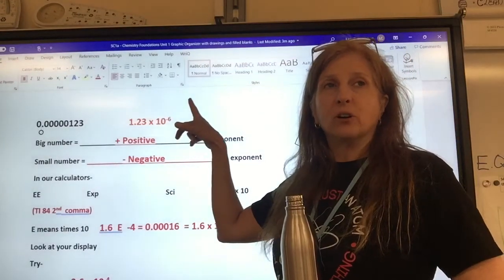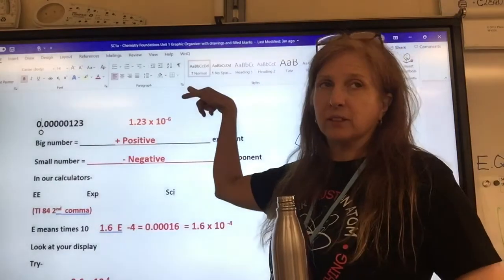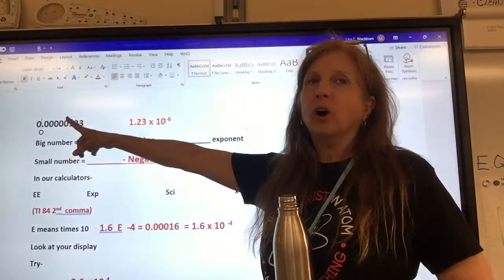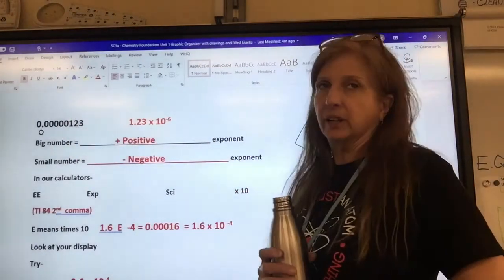Very big numbers have positive exponents. Very small numbers that are way less than 1 have negative exponents.